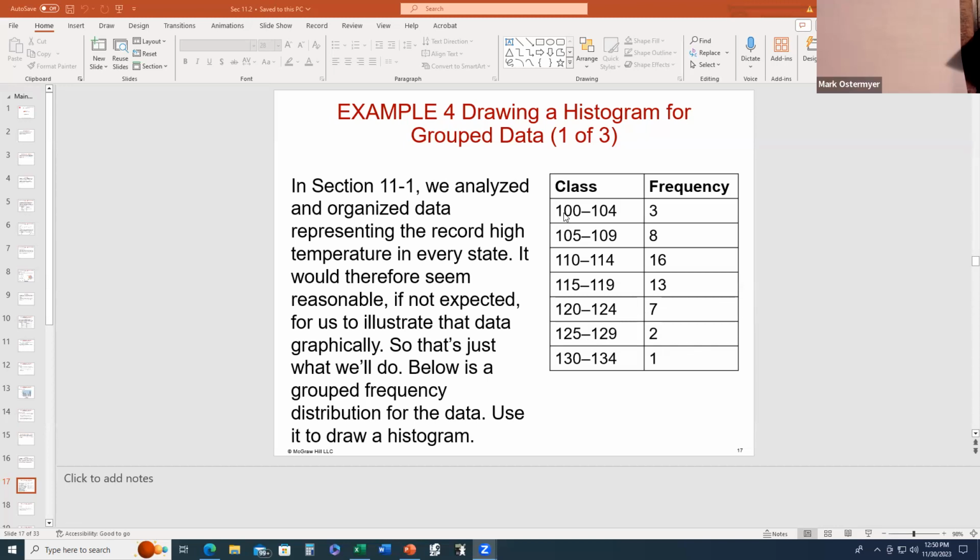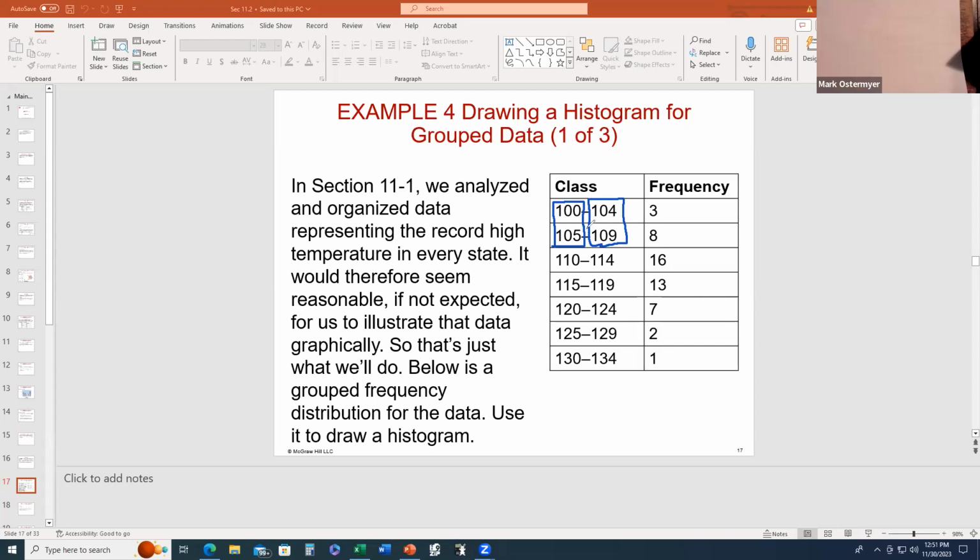Notice our classes range from 100 all the way to 134. What would be the width of each class? What's the width of each of these classes? Four. No, not 4. You take the difference between successive lower limits or the difference between successive upper limits. So what's the width here? 5. The width is 5.